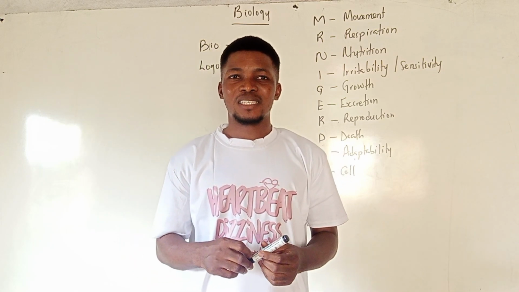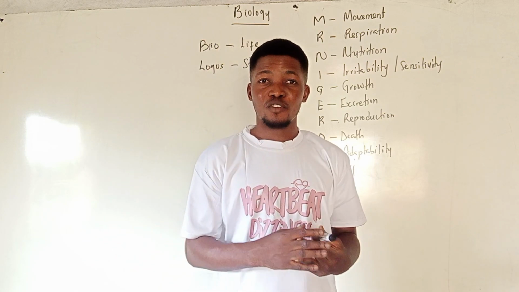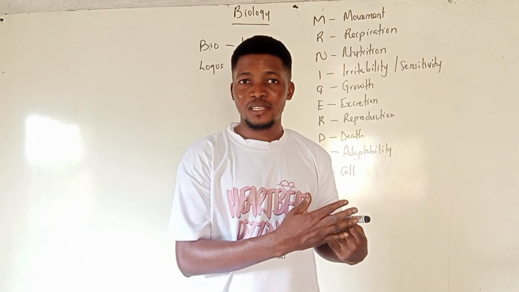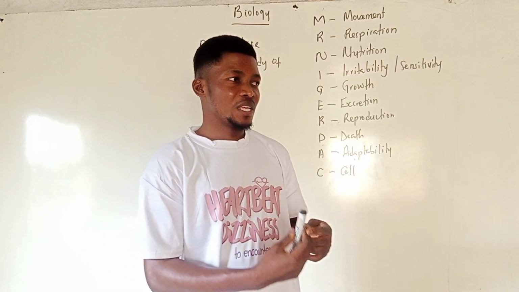Even though in plants, plants do not move their whole body from one place to the other. They move parts of their body from one place to the other, while animals move their whole body from one place to the other.